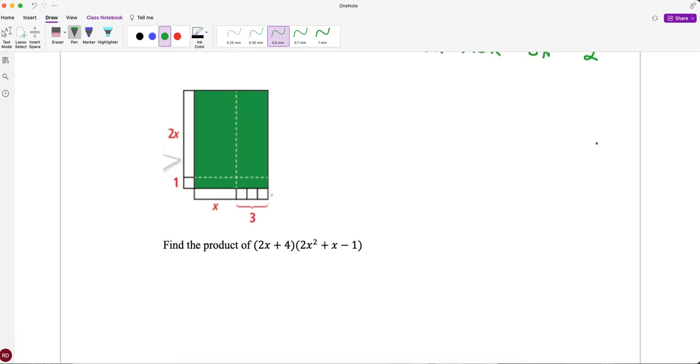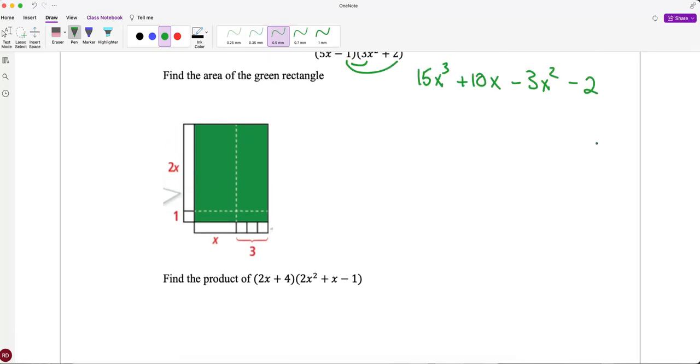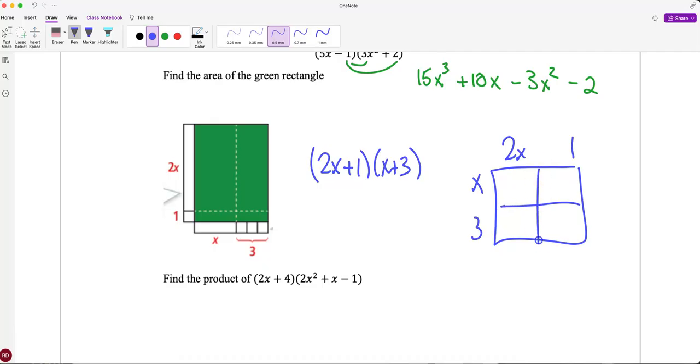Find the area of the green rectangle. So if we look at this, I need to be able to multiply 2x plus 1 times x plus 3. So I can set up a table, whichever method you want. And this gives me what, 2x squared, x, 6x, and 3. So the final answer here is 2x squared plus 7x plus 3.